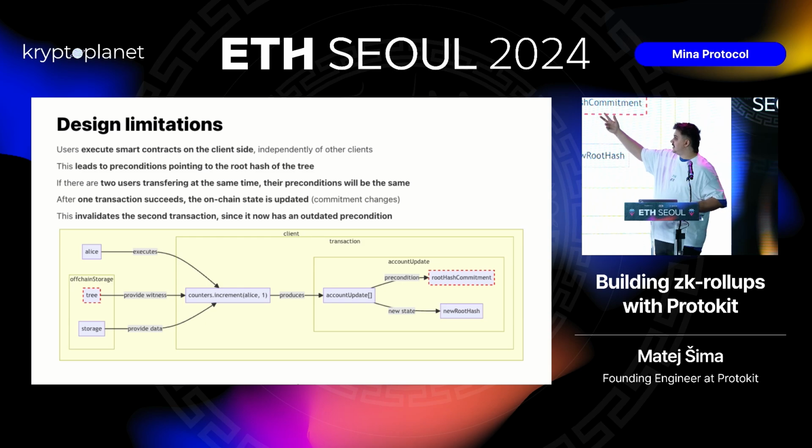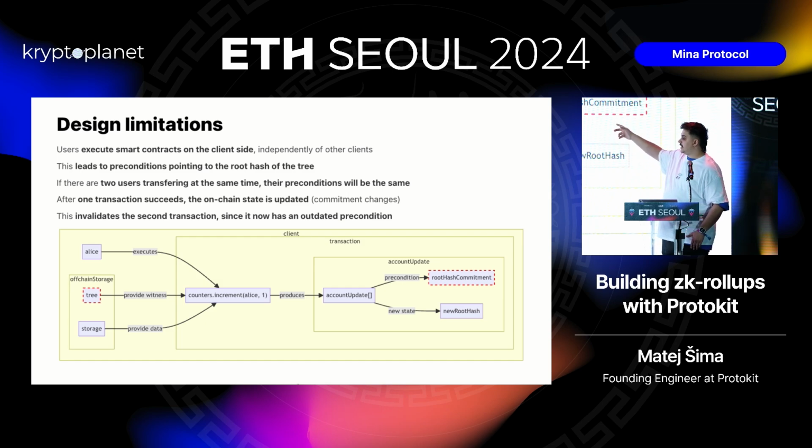And the account update itself is structured in a way that it has the preconditions to the hash of the Merkle tree that is storing our data. And it also has instructions for the chain to update the on-chain data to the new root hash that contains the data after the counter update. The problem is, if there are multiple people, not just Alice, they will have a collision on the precondition.